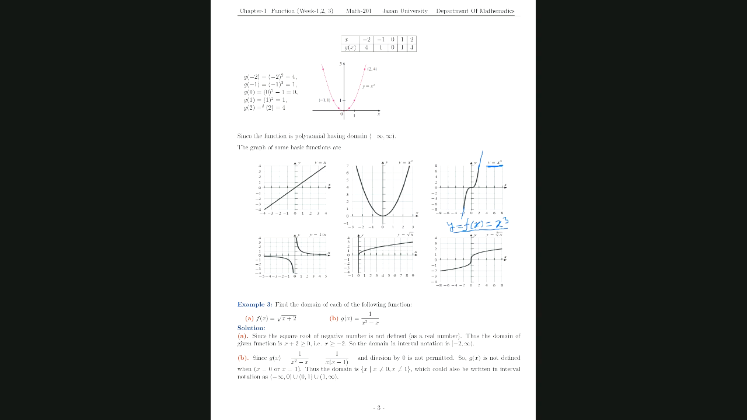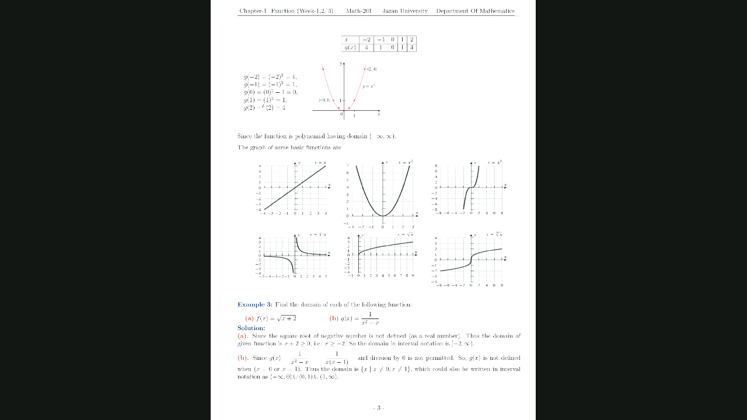This goes to positive infinity, and this one down goes to negative infinity, right? This way. So this is the graph of x power 3. This is the graph of x power 3, going like that, right?